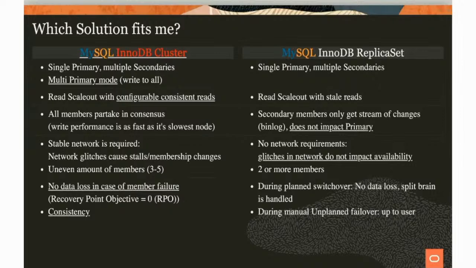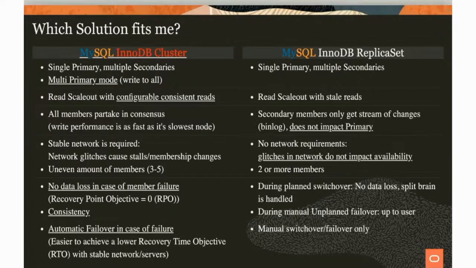So no data loss in case of a member failure. So RPO is 0 in case of a member failing. And we have this consistency. And InnoDB Replicaset, during a planned switchover, no problem, no data loss, no split brain, everything is handled. But when you do a failover, so an unplanned event, something failing, then it's up to you, because you do it manually, not automatically. Manually, you decide what's going to happen. You can take the measures manually to make sure that there's no split brain, or you can accept it or not. It's the balance you want to make.